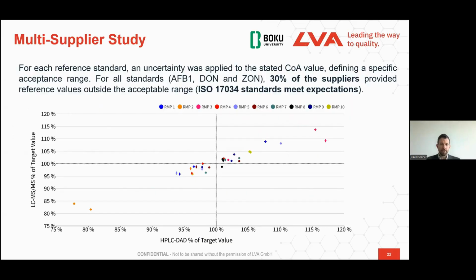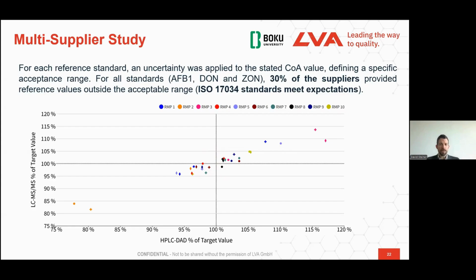And the results of this multi-supplier study are summarized in this graphic. So on the y-axis, you can see the results obtained by LC-MS. On the x-axis, the results from the HPLC from LVA. From a correlation perspective, we can see that we have a very strong and good agreement between the two different methodologies. And ideally, all values should be close to the 100% center, since all the standards were adjusted to the same concentration level. However, as you can see, the results are widely spread.